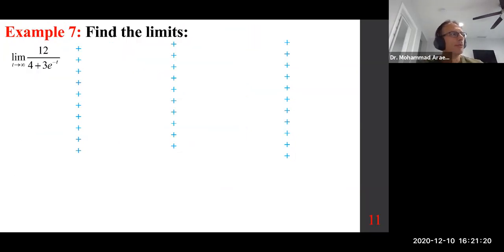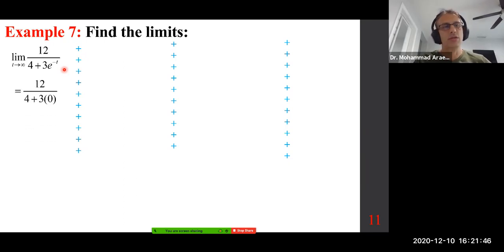Let's look at more examples. What happens here? Just plug in. Plug in and observe: 12 over 4 plus 3 e to the power of negative, because there's a negative sign. E to the power of negative infinity means 1 over e to the power of infinity, which means 0. And so the answer is 12 over 4, or 3.